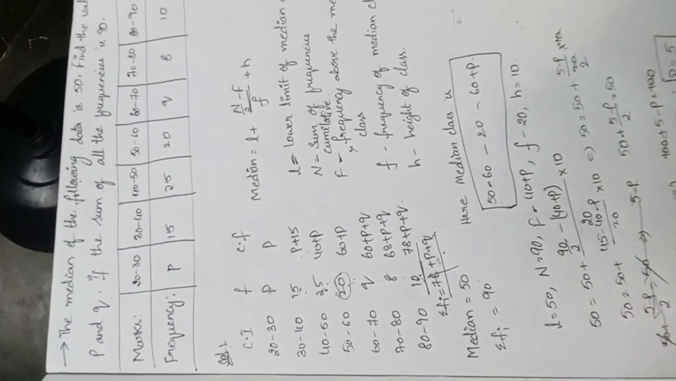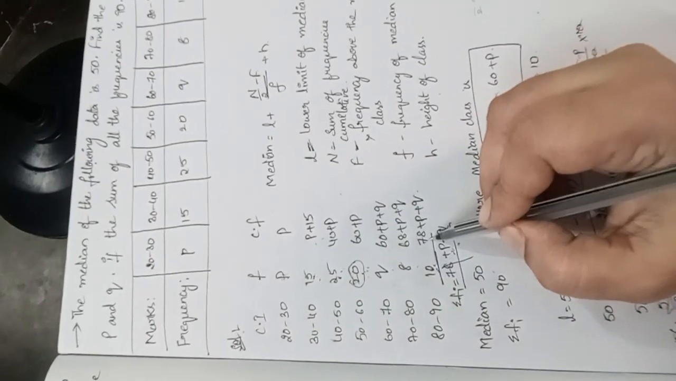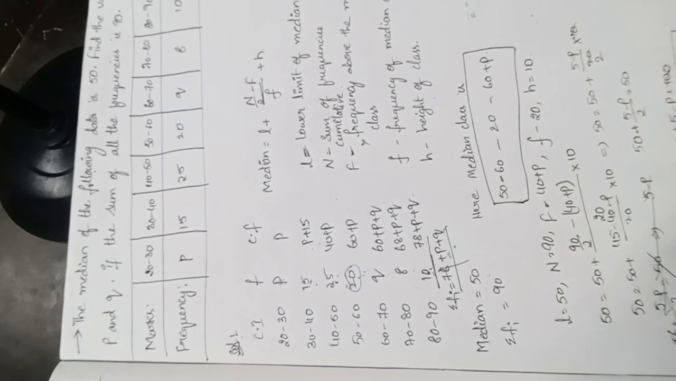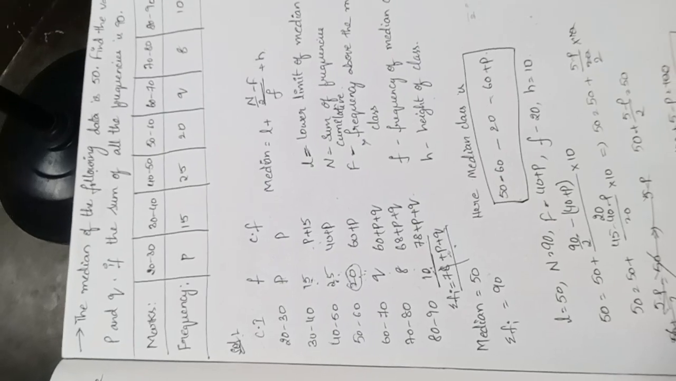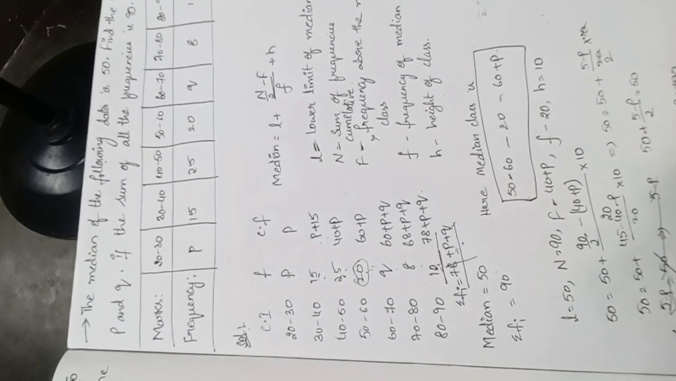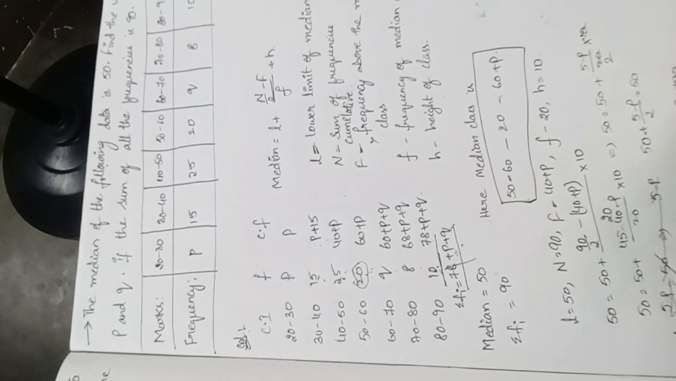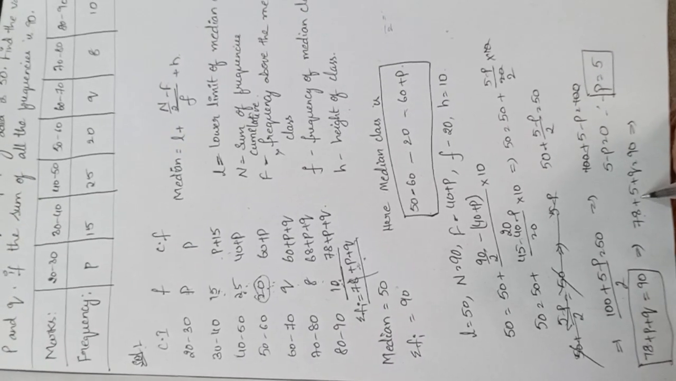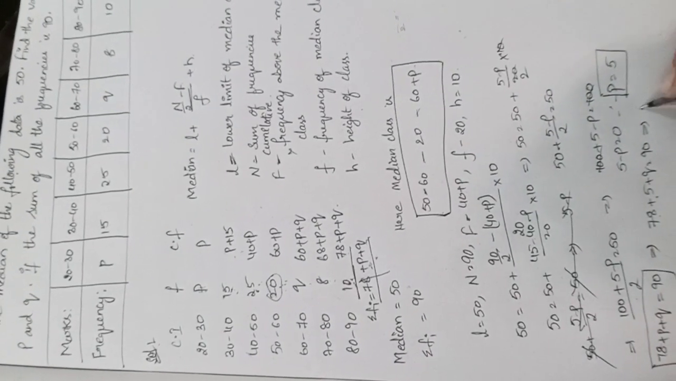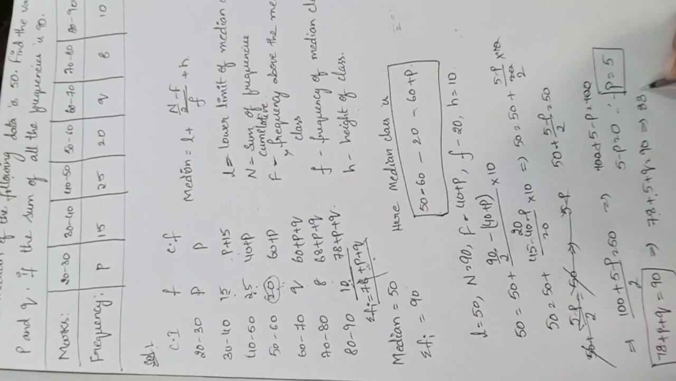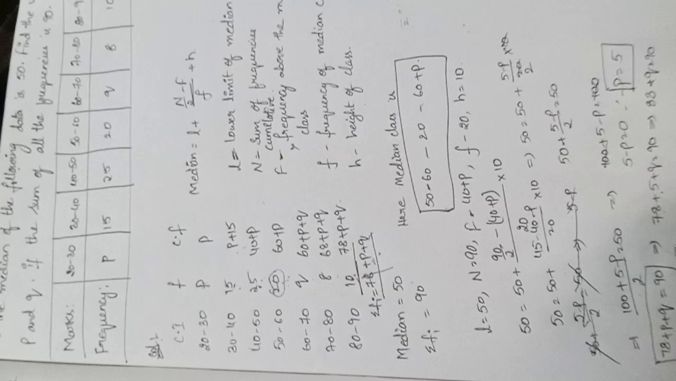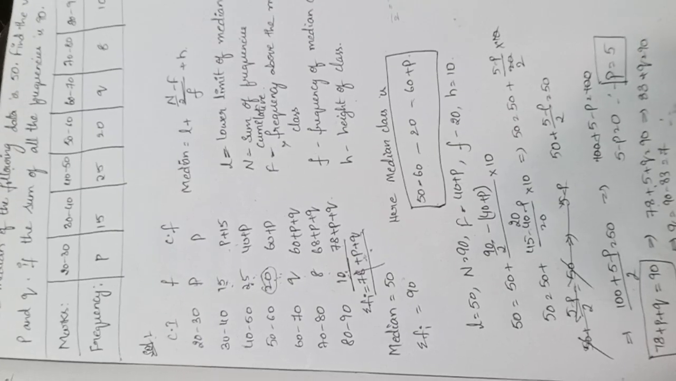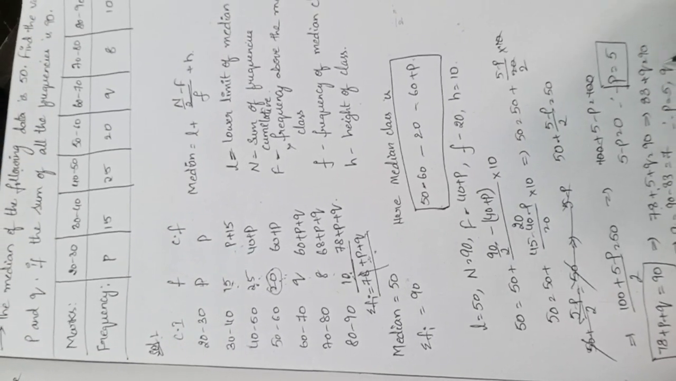So how to find the value of Q? We have 78 plus P plus Q equals the total, which is 90. Now substitute the value of P. 78 plus 5 plus Q equals 90. 78 plus 5 is 83, so 83 plus Q equals 90, which implies Q equals 90 minus 83, which equals 7. Therefore P equals 5, Q equals 7.